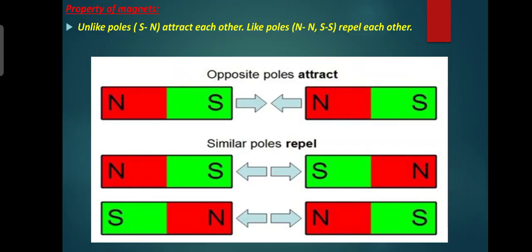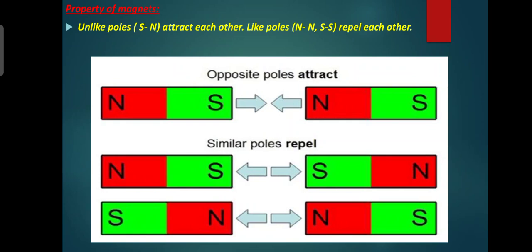Unlike poles, south and north, attract each other. Like poles, north and north, or south and south, repel each other. When a magnet is dipped in iron filings, we can observe that the iron filings cling to the ends of the magnet, as the attraction is maximum at the ends. These ends are known as poles of the magnet. Magnetic poles always exist in pairs, north and south.